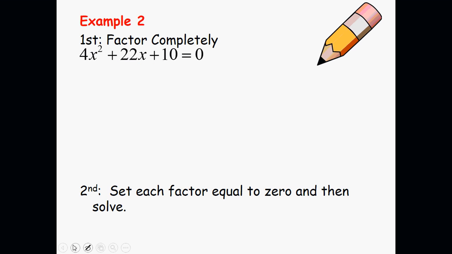Okay, let's look at another example here. First, we're going to factor it completely, then we're going to set each factor equal to 0 and solve. So what do I have here? I have another three-term problem, 4x squared plus 22x plus 10.